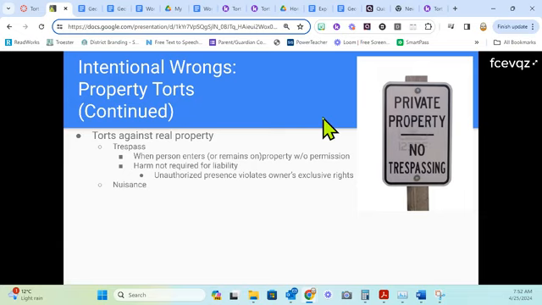Another tort against real property is a nuisance. And a nuisance is different. You are being harmed. Your use or enjoyment of your property is being harmed by something that someone else is doing while not actually on your property. But whatever they're doing is causing an unreasonable interference with your exclusive use or enjoyment of your property.